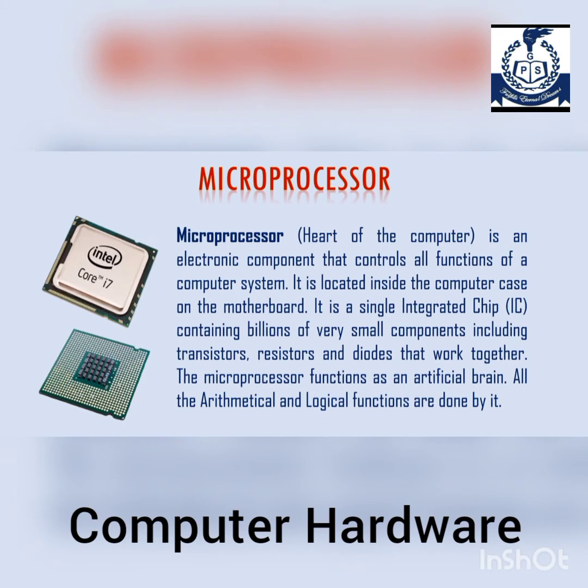Microprocessor, Central Processing Unit, CPU. Microprocessor, heart of the computer, is an electronic component that controls all functions of a computer system. It is located inside the computer case on the motherboard. It is a single integrated chip, IC, containing billions of very small components including transistors, resistors and diodes that work together. The microprocessor functions as an artificial brain. All the arithmetical and logical functions are done by it.